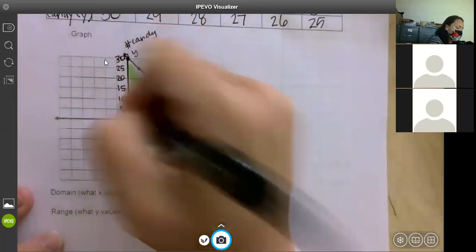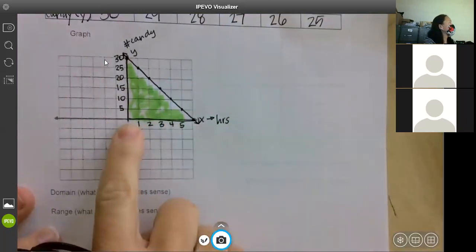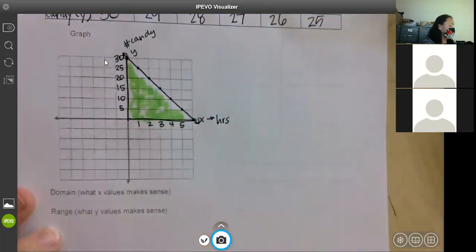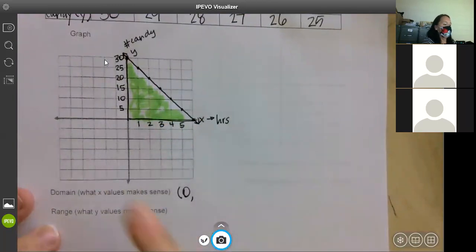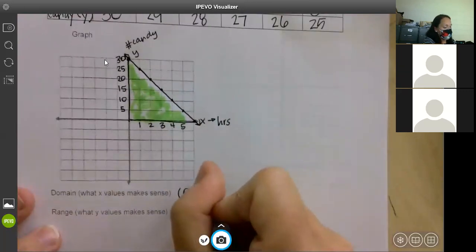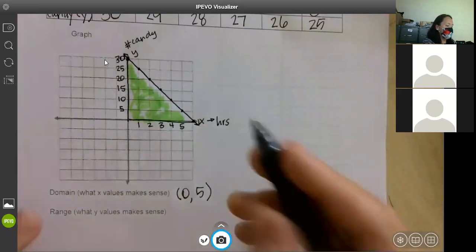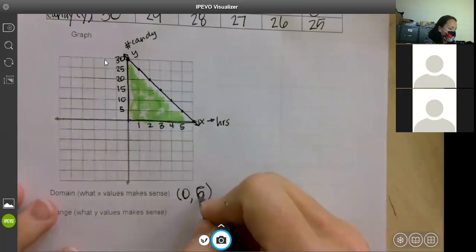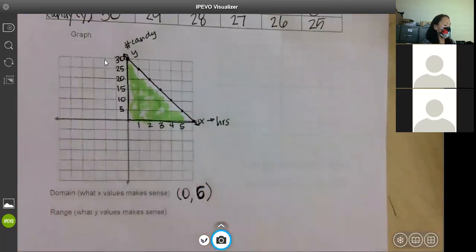So if I make this kind of like a triangle, the littlest x it's going to touch is 0. It doesn't go past that, right? How far does it go before it gets in the negatives? 5. That's your domain. 0 to 5 hours. Because what happens at 5 hours? Not 5, but 6. Sorry, what happens at 6 hours? You only have what?